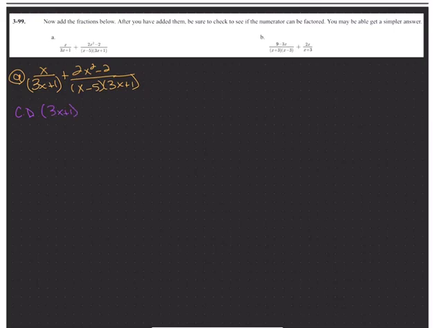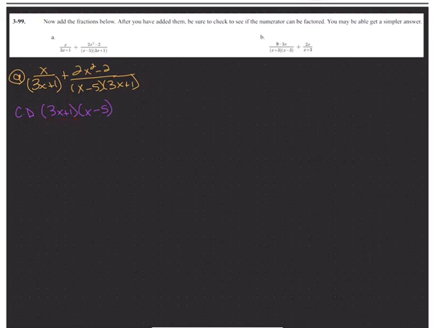And then when I look at the second fraction, what do I still need? I still need that x minus 1, or x minus 5, I apologize. And I already covered the 3x plus 1. It's already listed there for my common denominator.